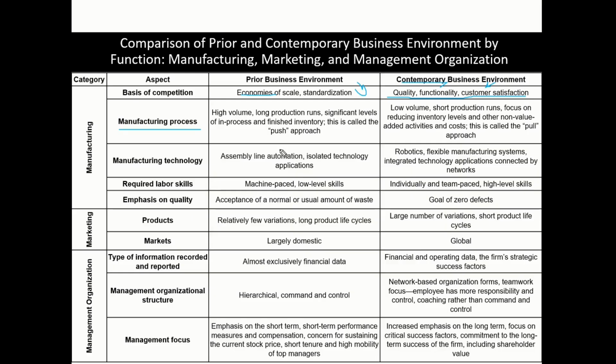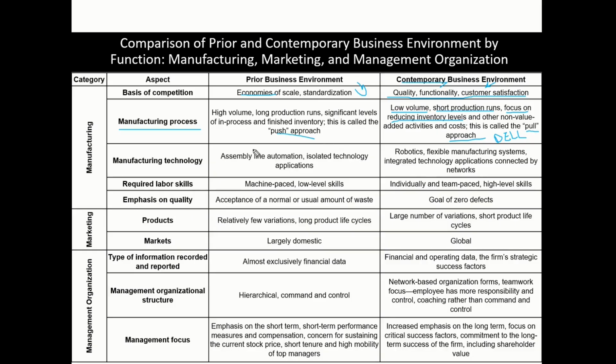Nowadays, it's different. They would produce low volume, short production run, focus on reducing inventory. As I told you, Dell is the best example of that. Dell computers. It's called the pull approach. Pull approach means you're waiting for the customer to ask you for the product. In theory, then you produce the product.